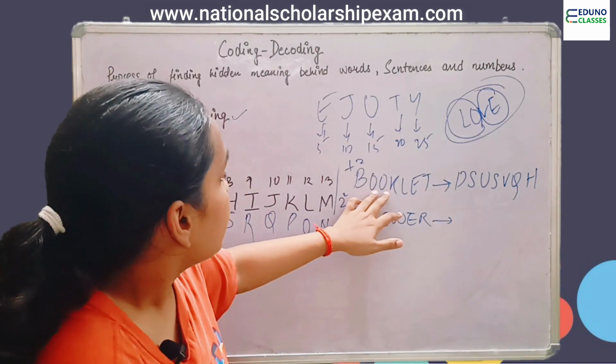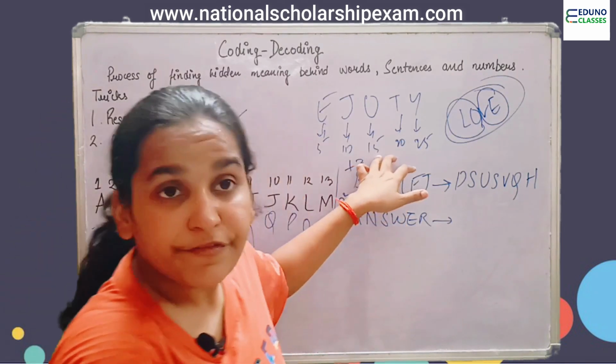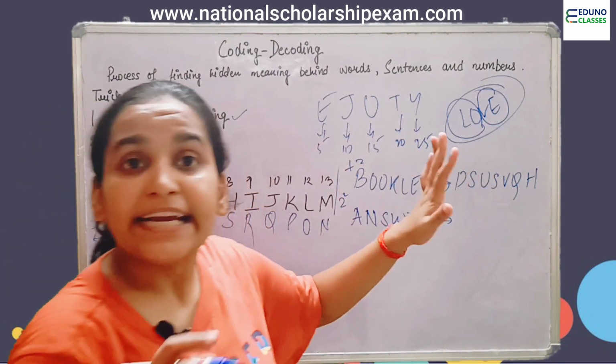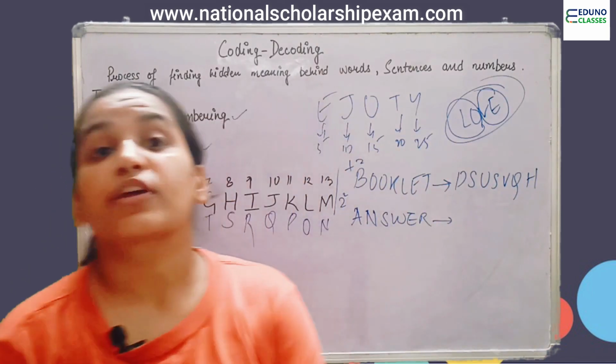Now O, what is the value of O? 15. What is the value of S? 19. O is 15. 15 plus 4 gives 19.